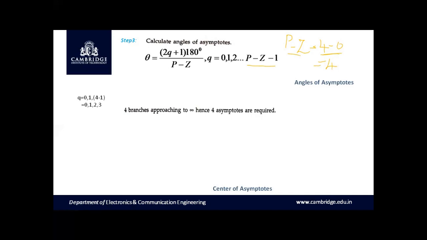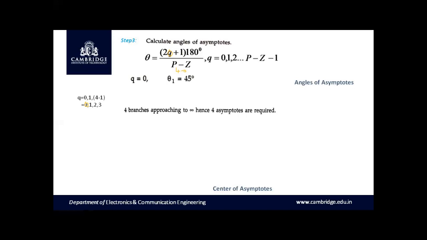So q will range over 0, 1, 2, extended up to p minus z minus 1. P is 4, z is 0, so 4 minus 0 minus 1 is 3. So q will be ranging from 0, 1, 2 to 3. Let us substitute q equal to 0. After substituting, we get theta equal to 180 degree divided by 4. Hence, theta 1 will be equal to 180 degree divided by 4, that is 45 degree.